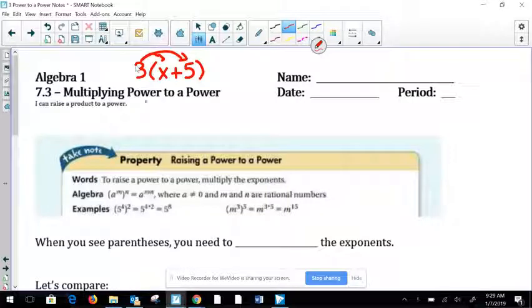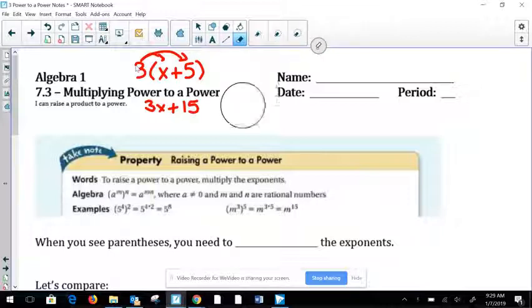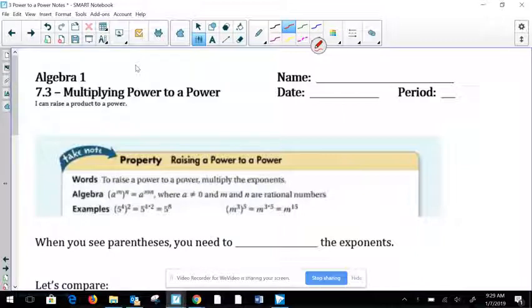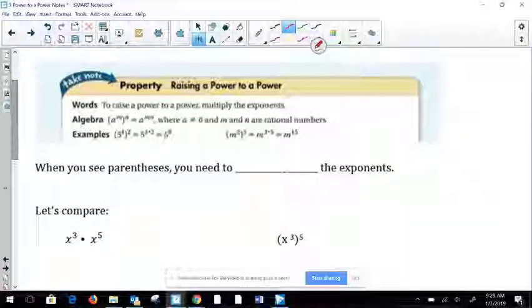What is 3 times x? 3x. What is 3 times 5? 15. So we multiplied to simplify it. The same idea applies when we have a power to a power, except instead of multiplying the big bases, we're going to be multiplying the little numbers. So let's look at this little example box.